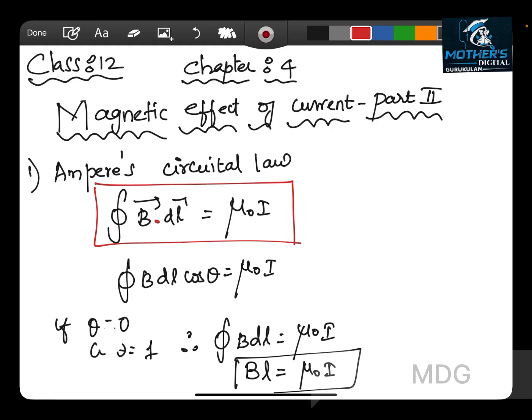If you expand this vector format, you will get B dl cos theta equal to mu naught I. If theta equal to 0, cos theta will be equal to 1. Substituting, we get integral B dl equal to mu naught I. On integrating and giving the limit for dl as 0 to L, let it be capital L or small l, the answer will be BL equal to mu naught I. So this is the formula after integrating and substituting the limits.